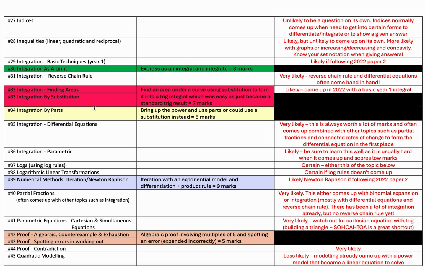Reverse chain rule surprisingly didn't come up yet, and I think it will probably come up with differential equations if it does, because that's what normally happens, right? You get an integral, it's the integral of a fraction, you use partial fractions to split it, and then each one becomes a reverse chain rule. And they're always worth a lot of marks for differential equation ones, so really, really practice those and maybe time yourself, because it is the place where people normally lose marks, that question.